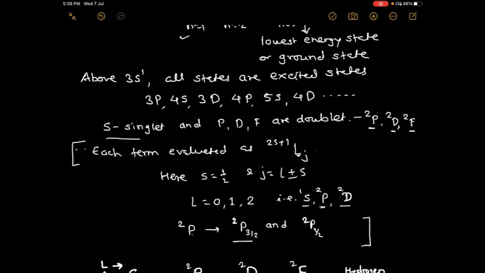We write P. J is L plus S firstly, and then we take L minus S. L plus S, L is 1, so 1 plus half, 3 by 2, for doublet P. And for the other state, L minus S is half. Therefore, every P state, D state, F state shows doublet in that way by using this formula.